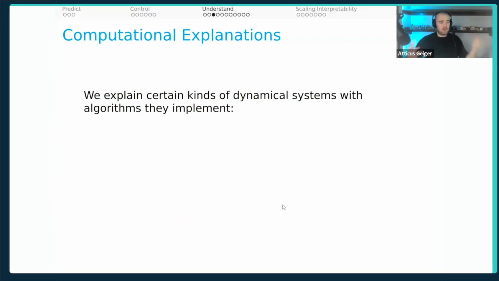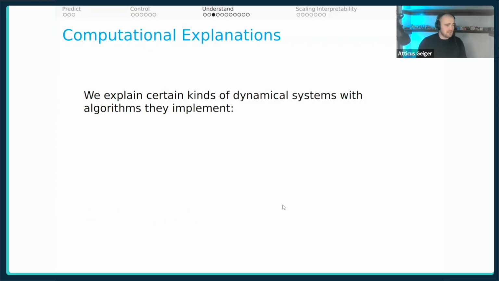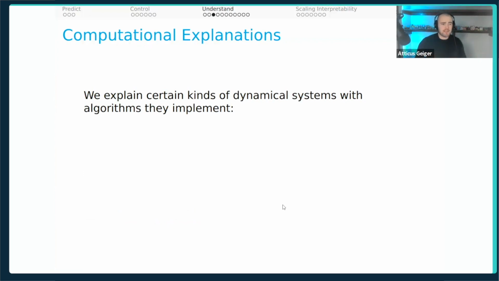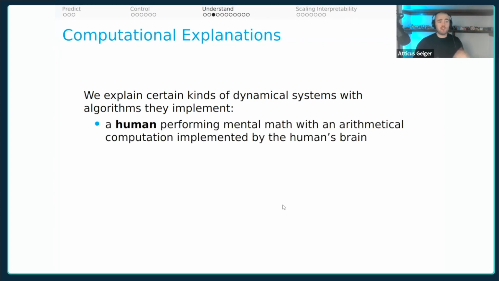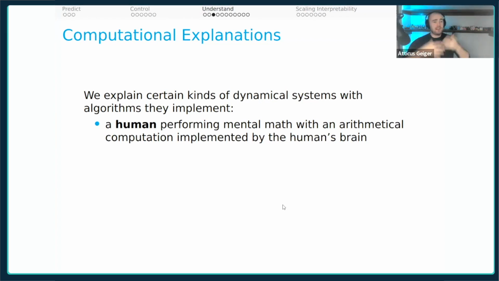So as people trying to understand the world and as scientists, we approach certain dynamical systems with a mindset that they implement algorithms and that this is the best way of scientifically understanding the system. So a human doing mental math or doing lots of different things. This is the foundation of modern cognitive science, a functionalist theory of mind saying that the brain is something akin to a piece of hardware that is running software or algorithms through it.